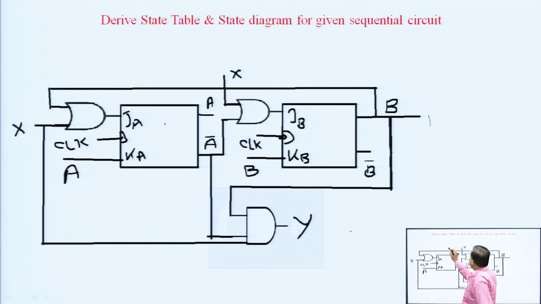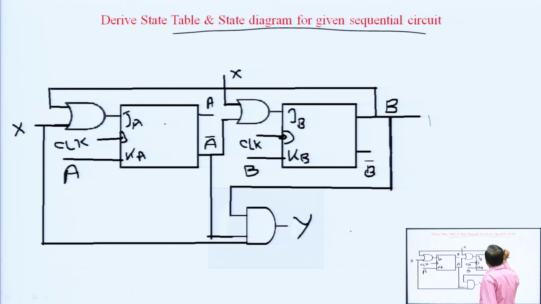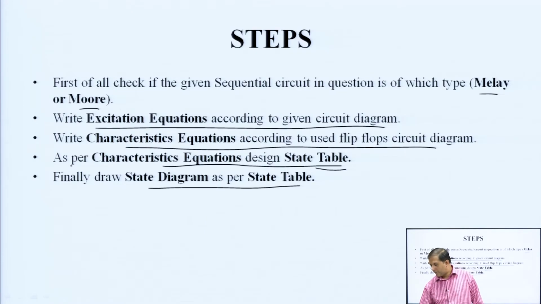See, here it is given: derive the state table and state diagram for the given sequential circuit. Here one sequential circuit is given, right. They are asking you to derive the state table and state diagram. So, the first step is to find out whether it is Mealy or Moore. How will we find out? We will just look at the output. If the output depends on the present state and the input, then it is Mealy. If the output depends only on the present state, then it is Moore. So, let us check whether it is Mealy or Moore.